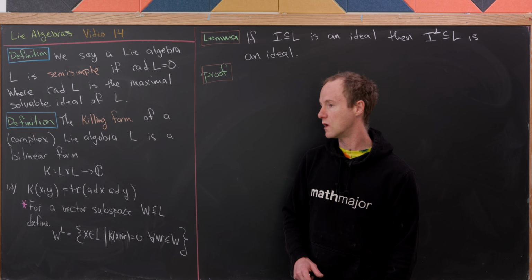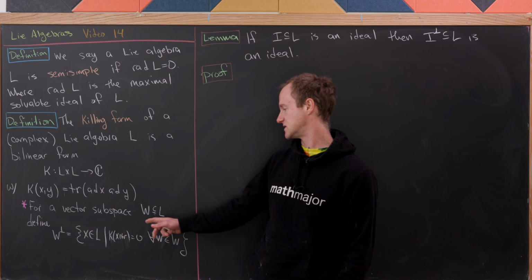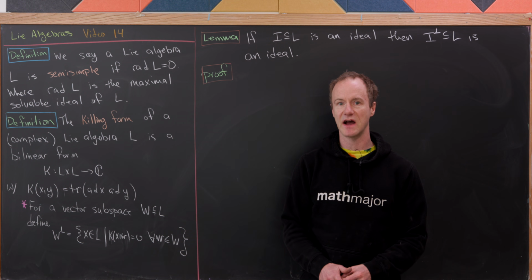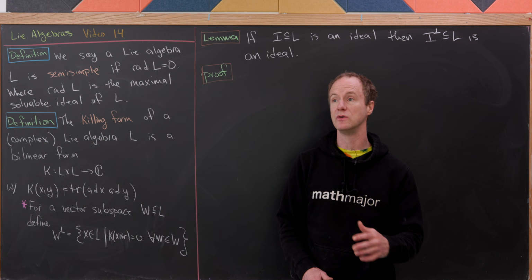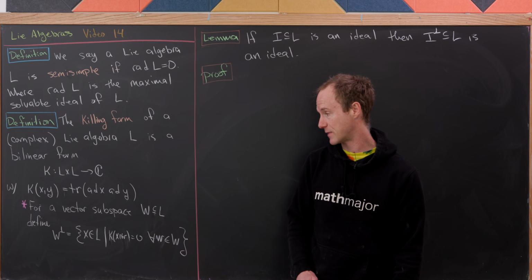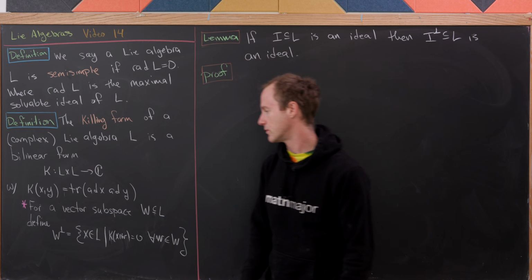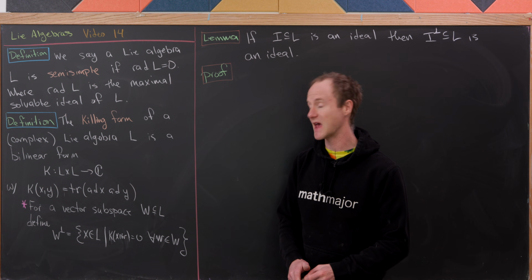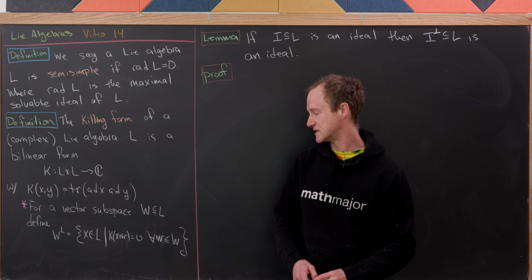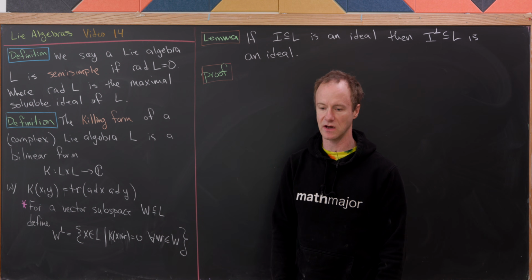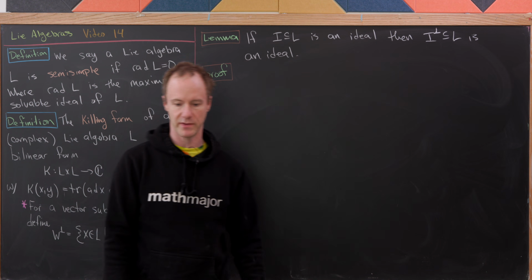Okay, so furthermore, for a vector subspace W of L, we can define its orthogonal complement with respect to this bilinear form kappa, or the Killing form. So let's say W perp is all elements x from L such that kappa of x with w is 0 for all w in W. So kind of the standard way to define the orthogonal complement.